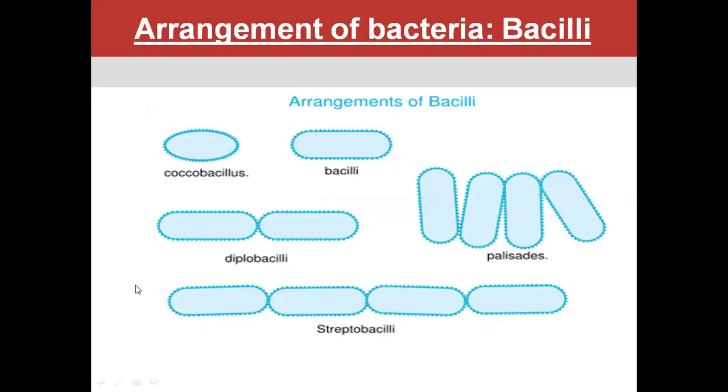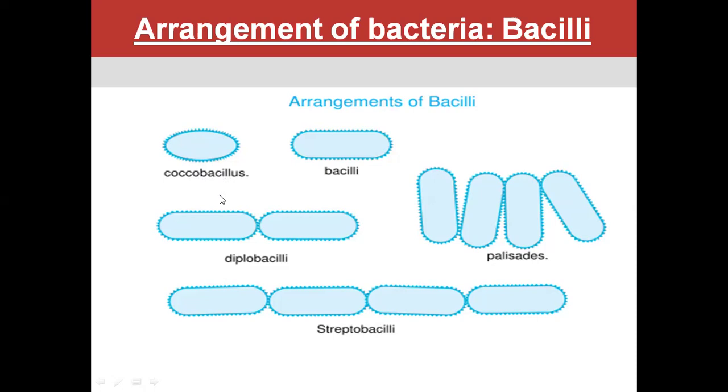Next, arrangement of bacilli. As we discussed in the previous slide, bacilli are rod-shaped bacteria. In the bacilli, various forms are there, like coccobacillus. So what is coccobacillus? The length of the bacteria is approximately the same as the width. So that is coccobacillus. For example, Brucella species are coccobacilli.